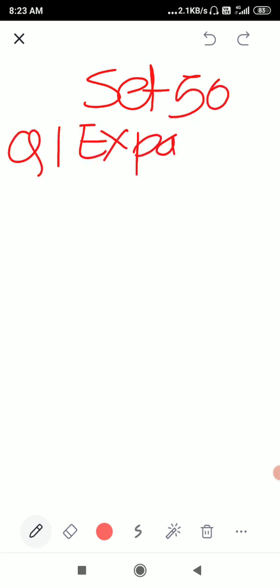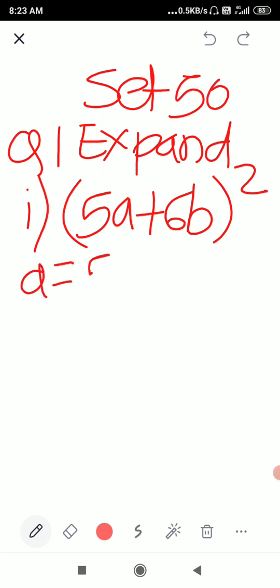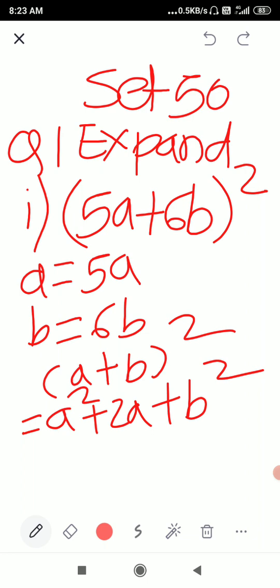Now some I will show you here. Question number 1, expand. The first one, I will tell you the steps first. 5a plus 6b bracket square. So this is of the form a plus b bracket square, so you use here a is equal to 5a and b is equal to 6b. Now here we are using the a plus b bracket square formula, that is a square plus 2ab plus b square.